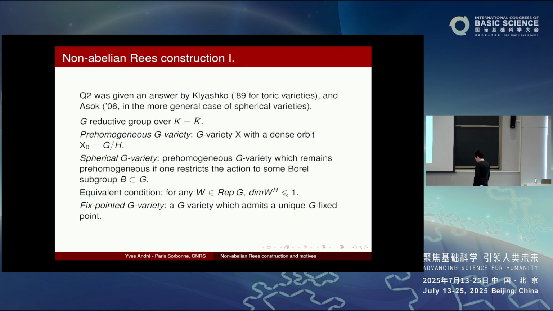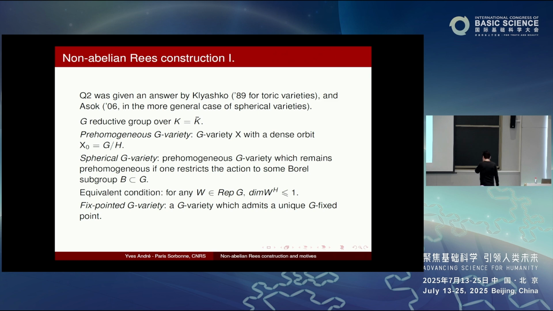Which was given a broad answer, first by Kliashko, in the special case where X is a toric variety, and then by Ashok, more recently, in the more general case of spherical varieties. I will recall what a spherical variety is. But first, let me give some definitions.